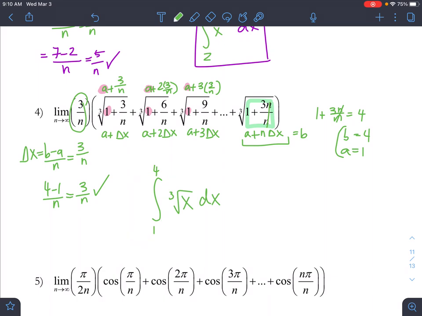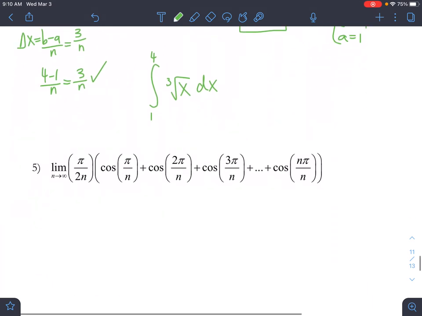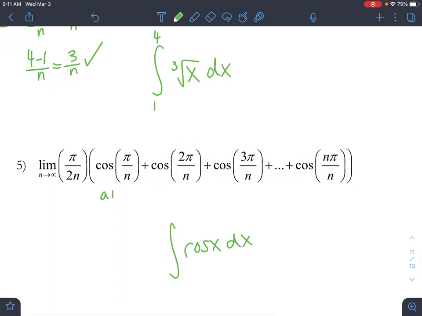All right, so we're going to finish up with number 5 here. Okay, so take a look. Number 5, a little bit different thing going on. The main thing I hope you can see is we've got cosine of something, so that is going to be our function. So that's good to know. Okay, then you've got, remember this would be a plus delta x inside. This would be a plus 2 delta x. This would be a plus 3 delta x.